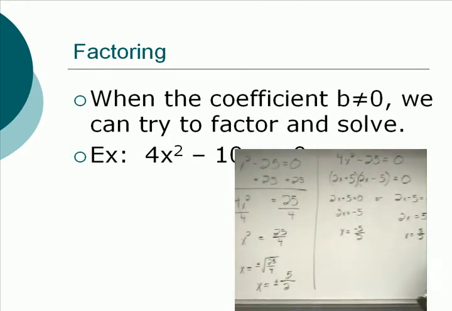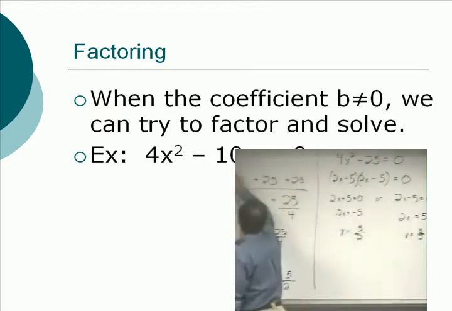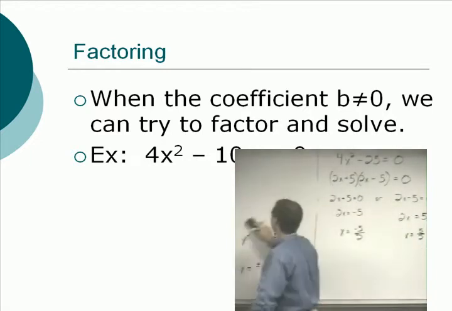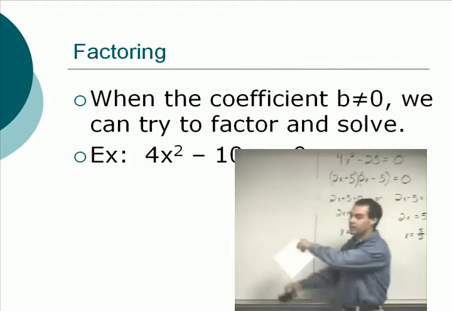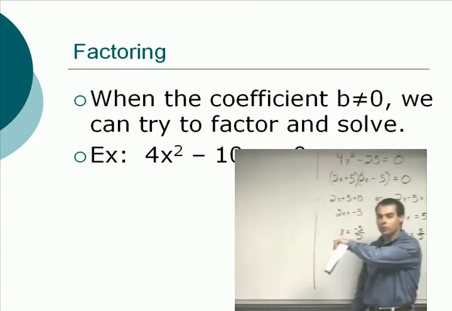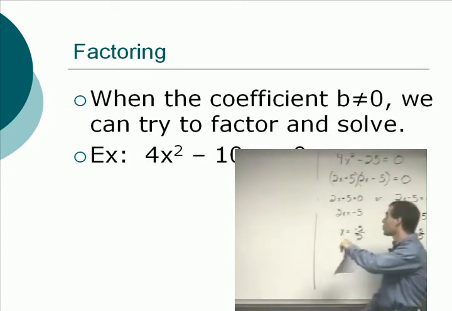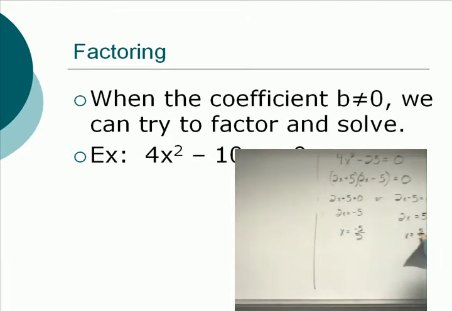If it's not 0, then we just factor. It eliminates this left possibility. You can't use the square root property if you have a b term. You can still factor. In fact, that's what you have to do.